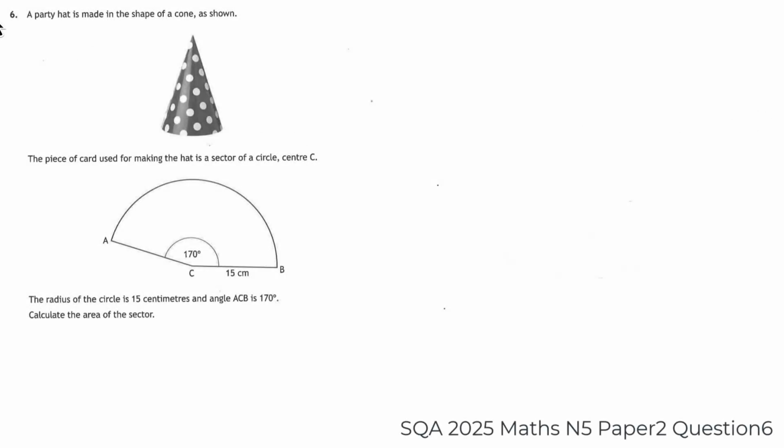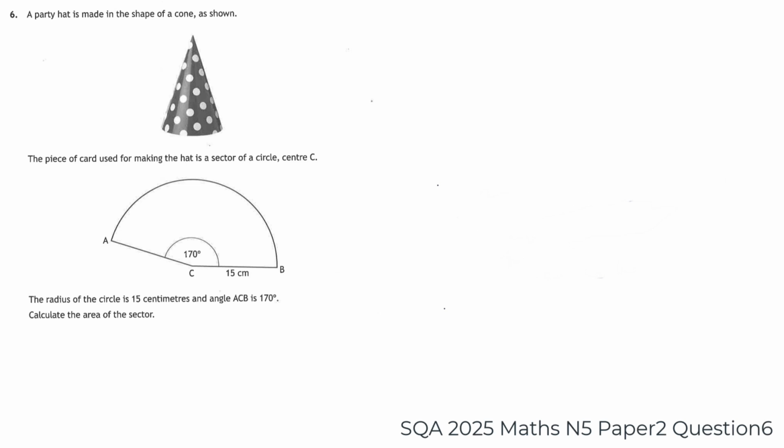Well, here's question 6. We're told that this party hat is made up from the shape of a cone as shown. A piece of card is used to make that. There's a sector of a circle. Angle at the centre is 170 degrees. Radius of this sector is 15 centimetres. And we have to calculate the area of that sector.